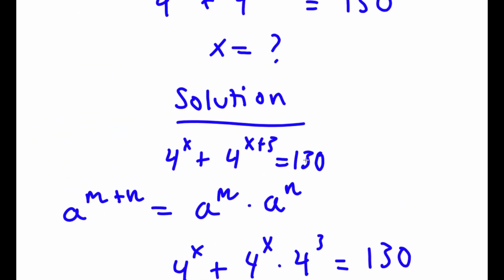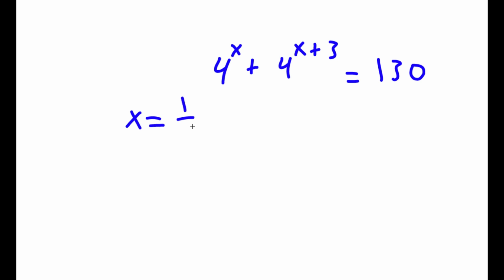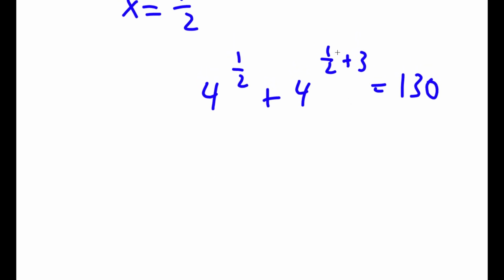Now, to go ahead and check, I'm going to plug in 1/2 into my original equation. So I had 4 to the power of x plus 4 to the power of x plus 3 is equal to 1/30. Now I know that x is equal to 1/2, so now I have 4 to the power of 1/2 plus 4 to the power of 1/2 plus 3 is equal to 1/30. Now, 1/2 plus 3, well, 2 times 1 is 2, 1 plus 1 is 1, plus 2 times 3 is 6, so I have 1 plus 6, which is 7, so I have 7 over 2.